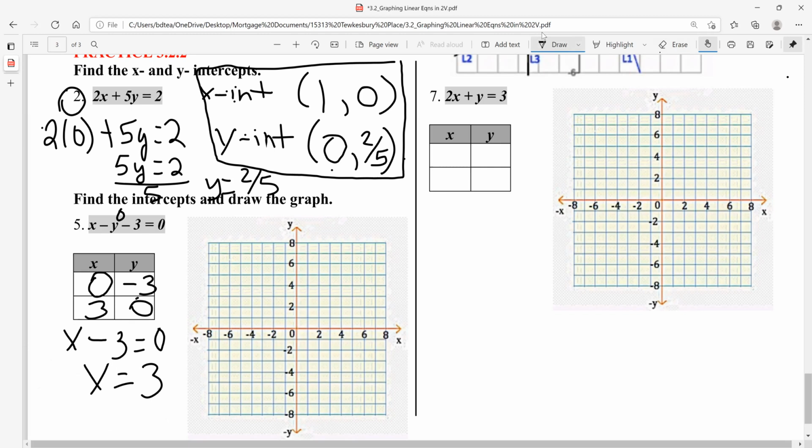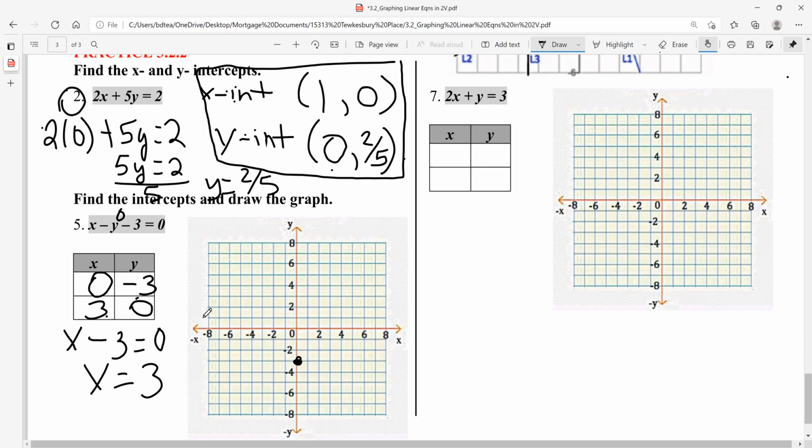And let's just draw the graph. So basically, we are drawing this graph by finding the intercepts. So this is 0, negative 3. Again, starting at the origin, we're going to go down 3. You can see that this is the y-intercept, where x equals 0, it intercepts the y-axis.